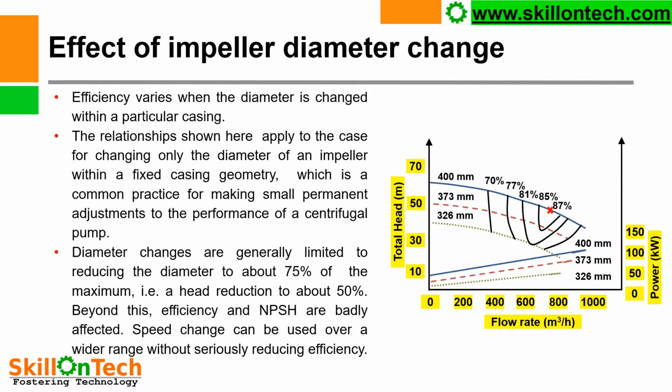Diameter changes are generally limited to reducing the diameter to about 75% of the maximum, head reduction to about 50%. Beyond this, efficiency and NPSH are badly affected. Speed changes can be used over a wide range without seriously reducing efficiency.